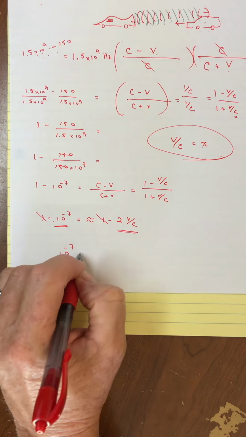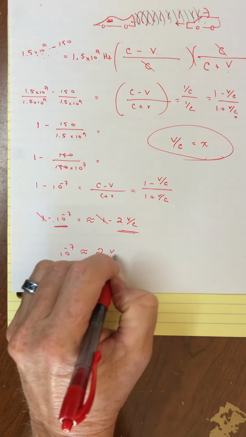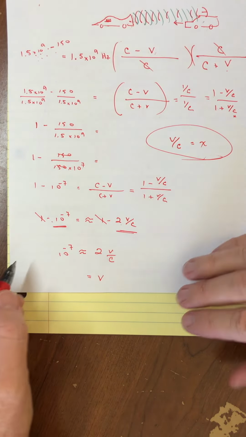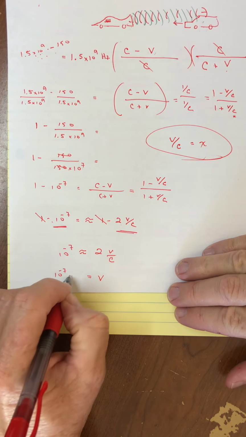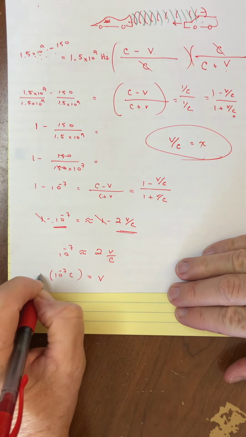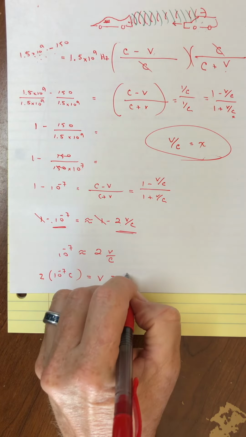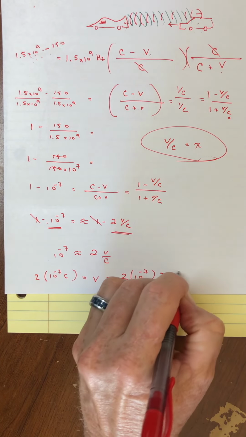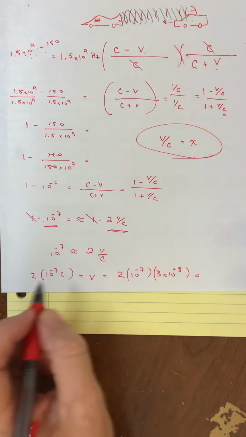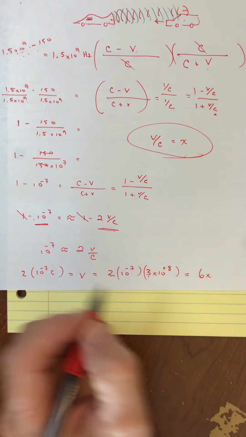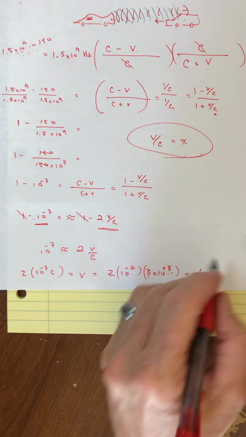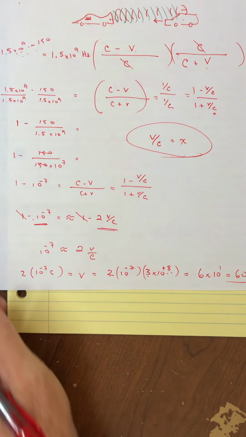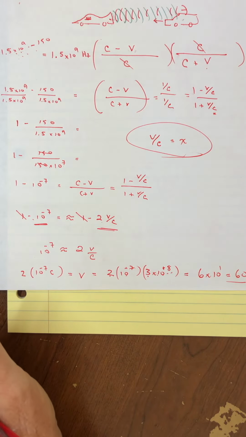And so 10 to the minus 7 is approximately 2 times v over c. Or put another way, the velocity then is approximately 10 to the minus 7 times c times a 2. And so I'll go 2 times 10 to the minus 7. And c is 3 times 10 to the 8th. Because if I put the 2 and the 3 together, I get a 6. And if I put 10 to the minus 7 and 10 to the plus 8, I get 10 to the 1. So that's approximately 60.